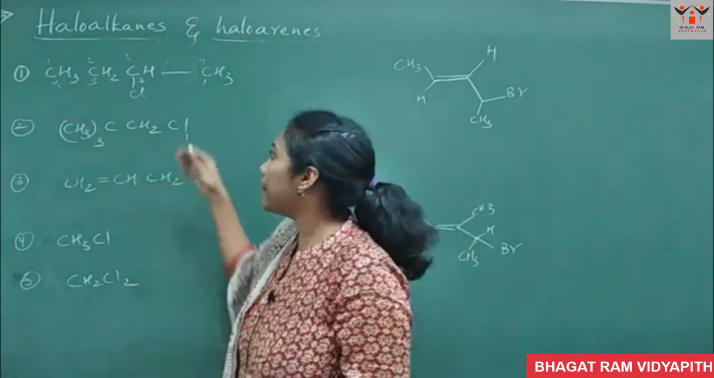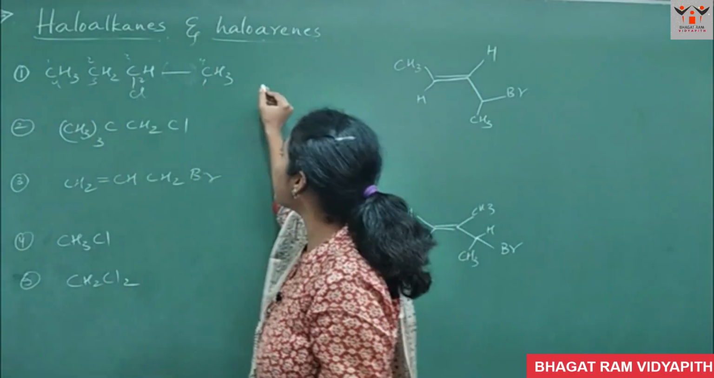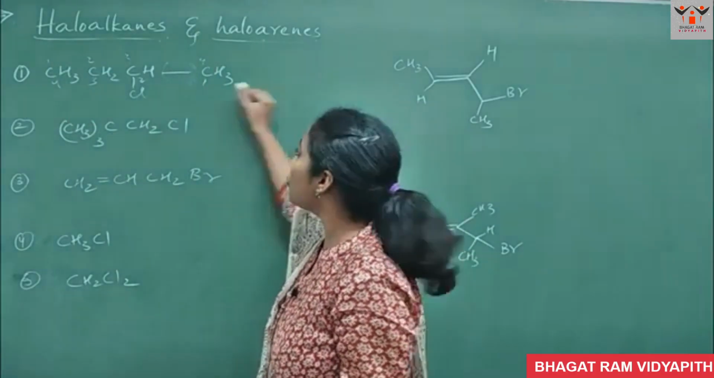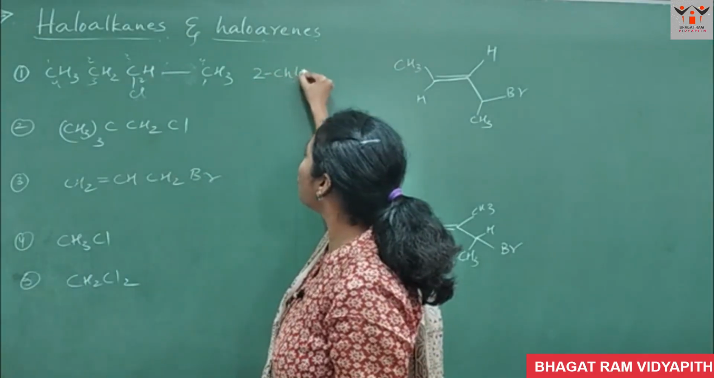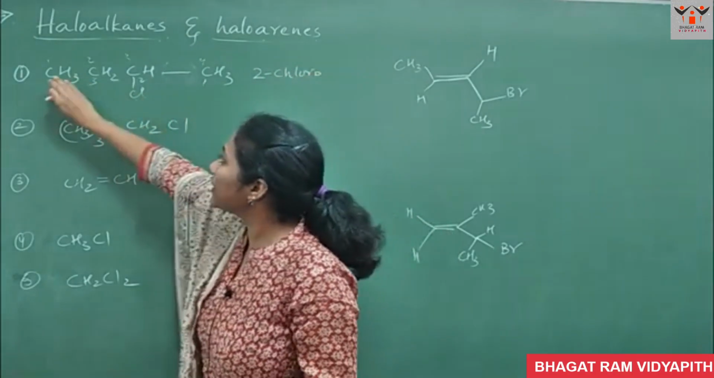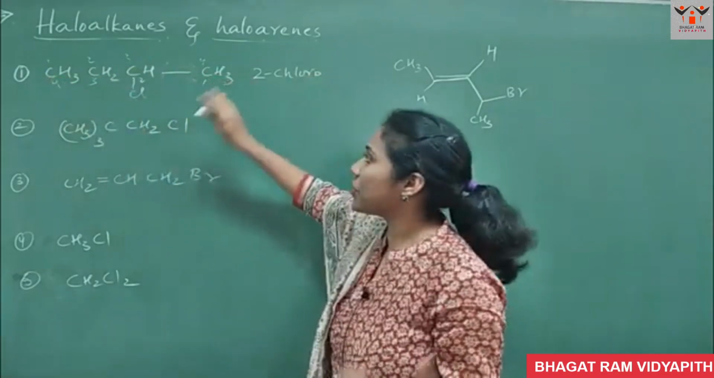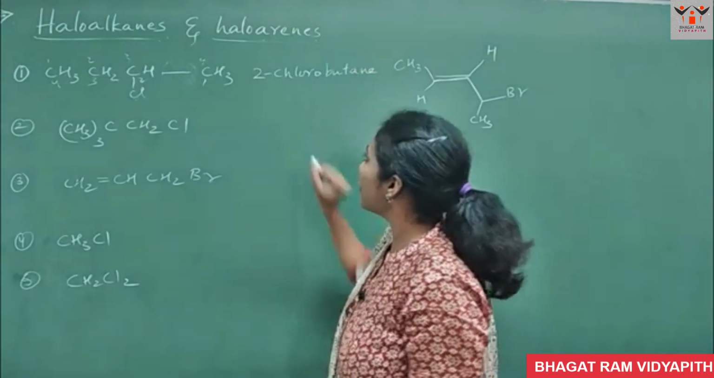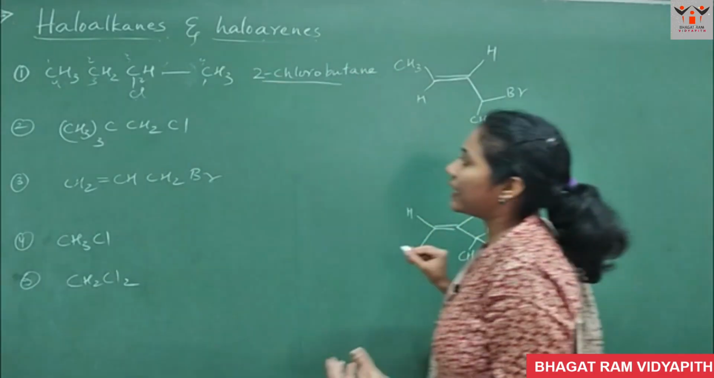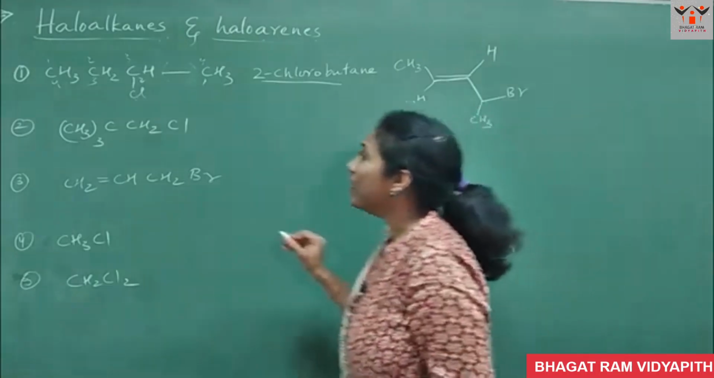So now writing a name. So the name of this halogen is chloro, right? So this is attached to second carbon, so we write it as 2-chloro. 2-chloro, then number of carbon atoms in a chain is 4. So but, all single bonds, ane. So this is 2-chlorobutane, right?